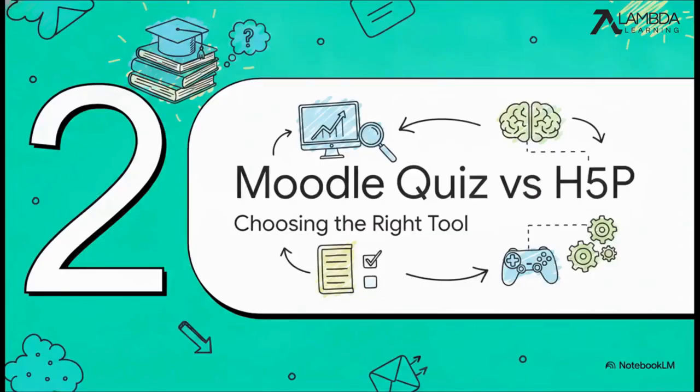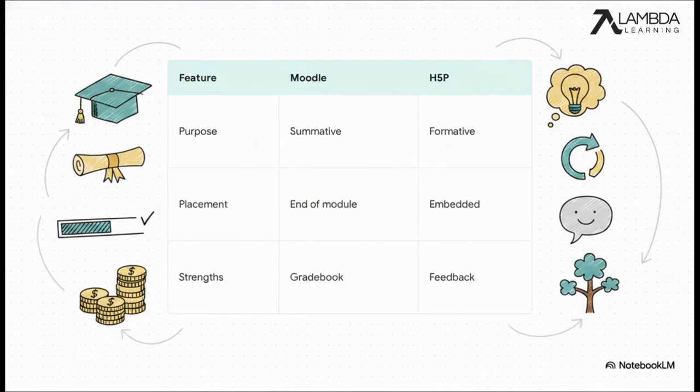Section 2, Moodle Quiz versus H5P. Now that we've got the pedagogy down, when exactly do we use Moodle's native tools and when do we bring in H5P? Well, here is a really simple decision framework. Moodle's native quizzes, those are your heavy lifters. You use those for formal, summative assessments, usually parked right at the end of your modules. Their true strengths are gradebook integration, heavy analytics, and handling certifications. H5P, on the other hand, is built for formative, on-the-fly knowledge checks embedded directly inside the content. Its absolute superpower is providing immediate feedback and interactive practice while the learning is actively happening.